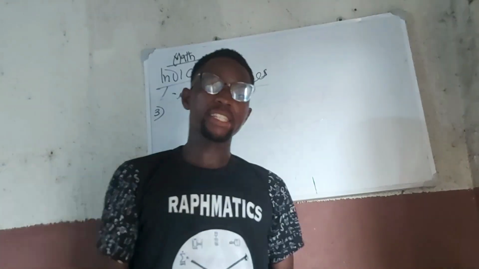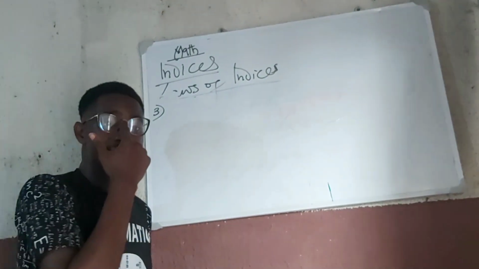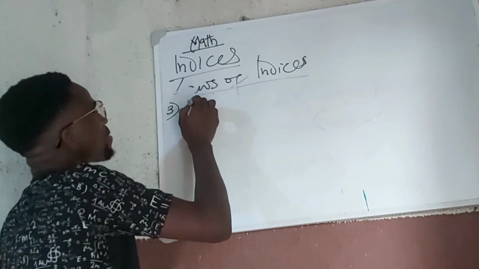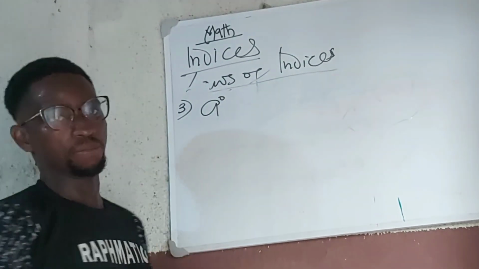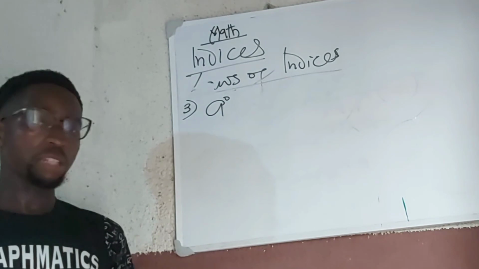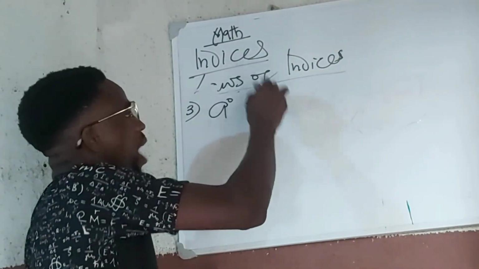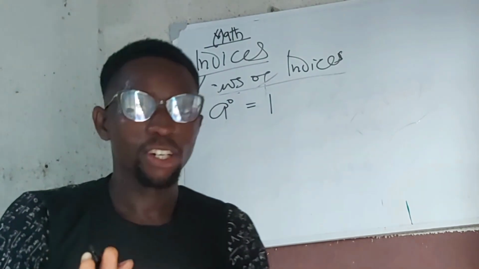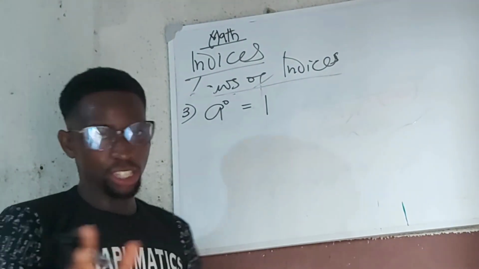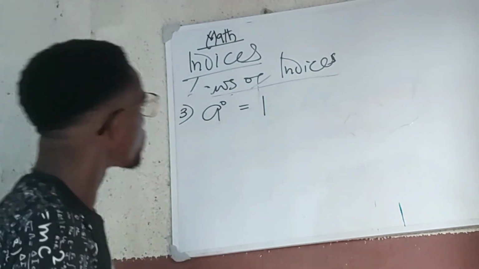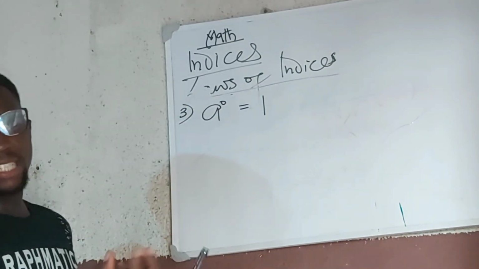Another law of indices of interest will be the zero power. So when we have a to power 0, what should it be? a to power 0, the value is 1. Hold on. Let's know how. This is not a joke. Let's just know how this is true. Let's try it out and see.